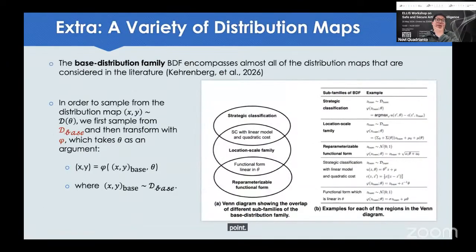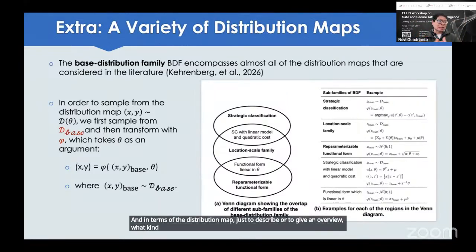And in terms of the distribution map, just to give an overview, what kind of mechanisms can you have in terms of simulating this distribution shift because you deployed your models.